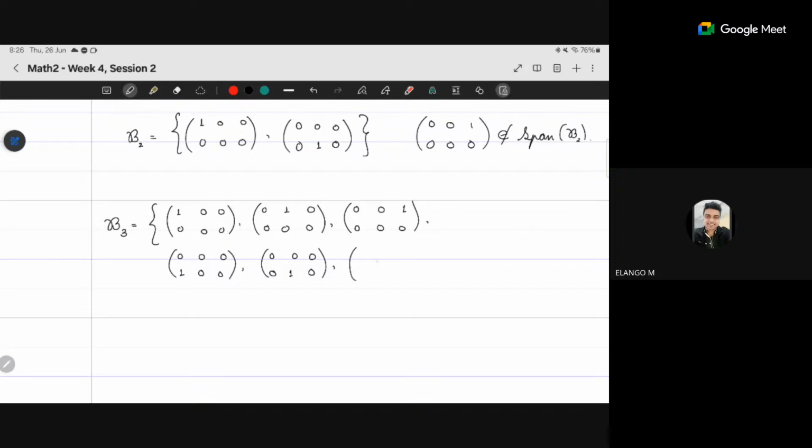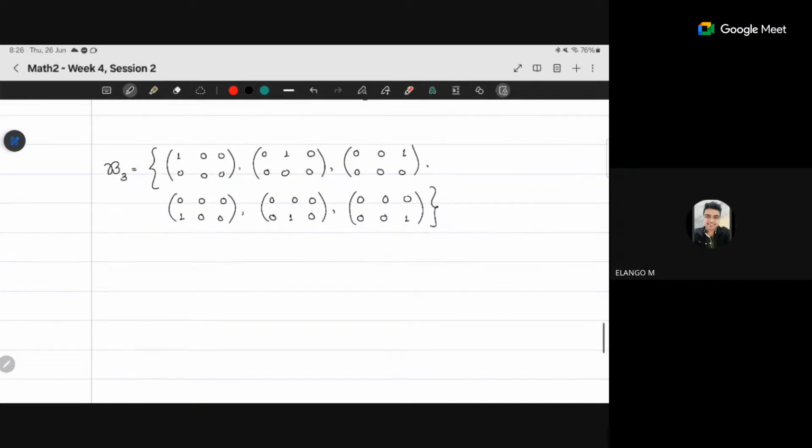Instead of EI, we can call it EIJ, where only the ijth entry is 1 and everything else is 0. Now, is this linearly independent? Yes, sir. How do we see that it's linearly independent? We cannot express one matrix as a linear combination of the others.